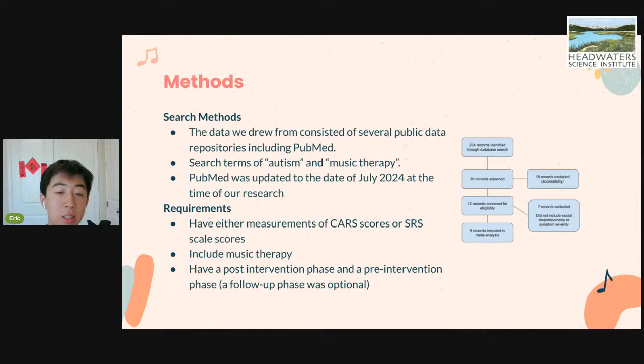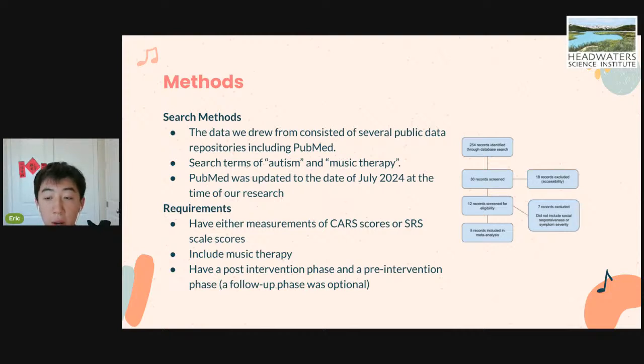So for our methods, we had to go through several data repositories to compile our meta-analysis, and these included PubMed. And at the time of our research, PubMed was updated to July 2024. And we used search terms such as autism and music therapy to narrow down our results.